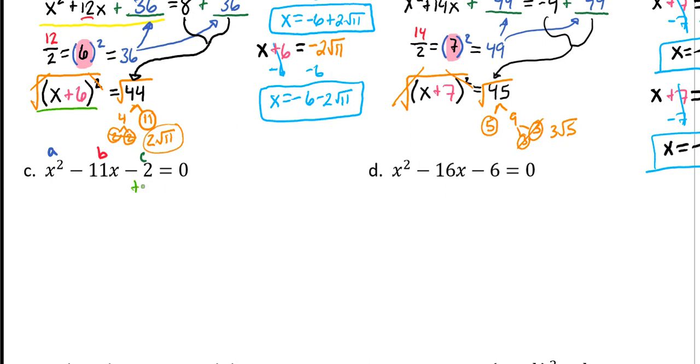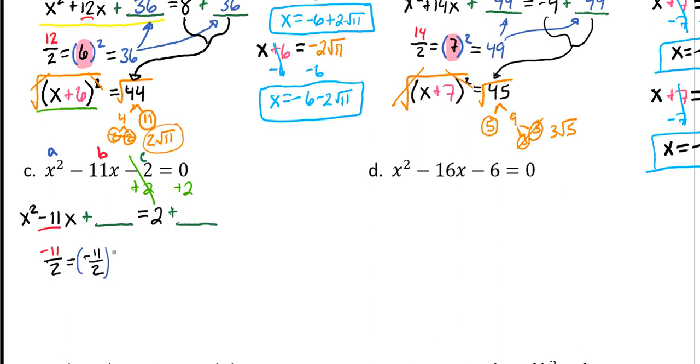Choose a different color. There we go. Plus 2. So we're going to move that to the other side, which is going to leave us with x squared minus 11x. And we're just going to go ahead and do our plus leave a space right now as we're rewriting this, equals our 2, and then plus the leave a space. Then we'll take our b value of negative 11 and divide it by 2, which is negative 11 over 2. Then we square that, which gives us a value of 121 over 4.